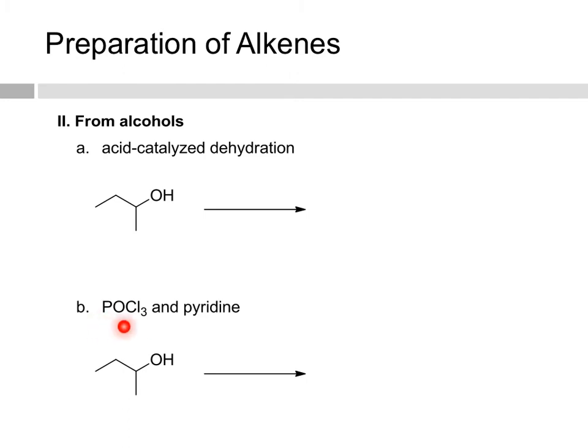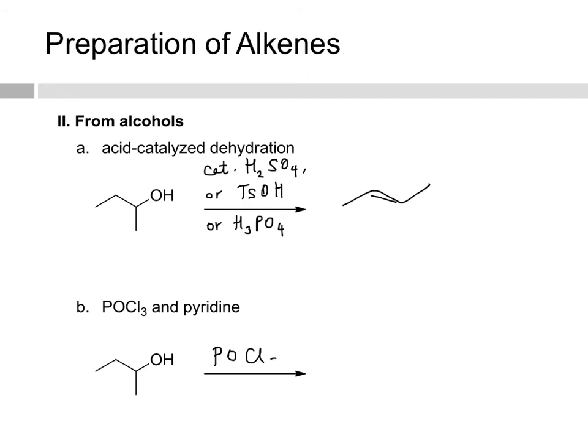Alkenes can also be prepared from the corresponding alcohols using either acid-catalyzed dehydration or under basic conditions using POCl3 and pyridine. If you're using acid, you want to use catalytic strong acid like sulfuric acid or tosylic acid or phosphoric acid, and you'll end up with the alkene. Under basic conditions, you can use POCl3 and pyridine, and you will also end up with the same alkene.